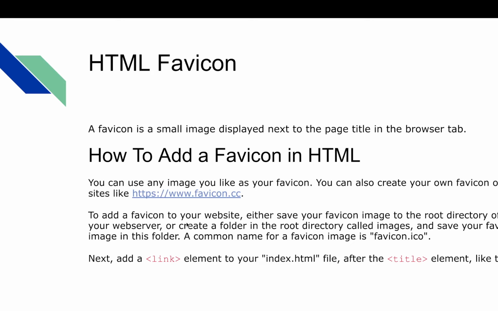To add a favicon to your website, either save your favicon image to the root directory of your web server, or create a folder in your root directory called images and save the favicon image inside the folder. A common name for a favicon is favicon.ico. Next, add a link element to your index.html file after the title element, like this. Let's see.